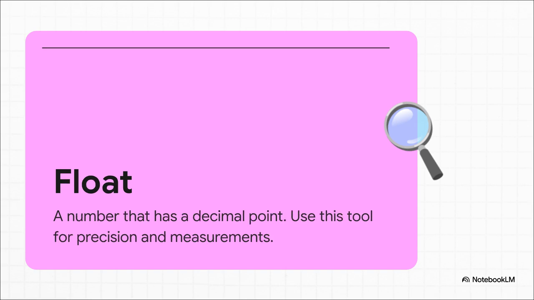But what happens when you need a little more precision? You know, when close enough isn't good enough. For that, you grab the float. A float is just a number that has a decimal point. So if you're working with money, scientific measurements, or really anything that isn't a nice, neat whole number, the float is the right tool for the job.